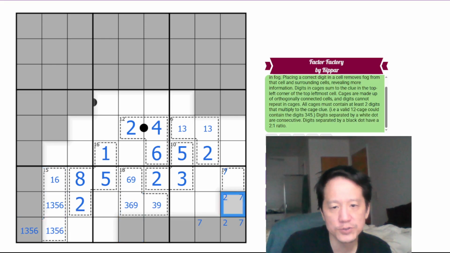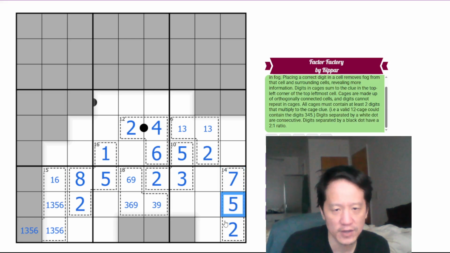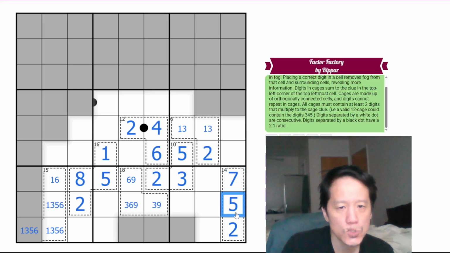This is a 2, so this cannot be a 2 here. Where's a 2 in this cage? It must be here. So this is a 2. So this is 2, 5, and 7. So this has to be 5 and 7. This can't be 5 because of this 5, so this must be 7, which makes that a 5. Okay.